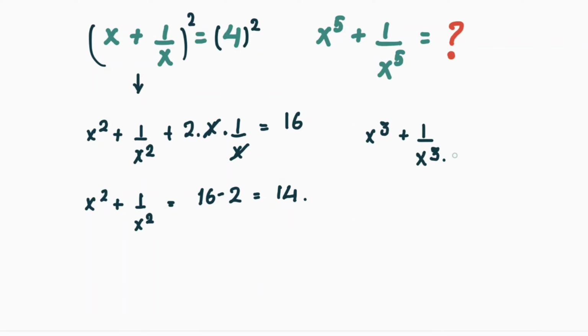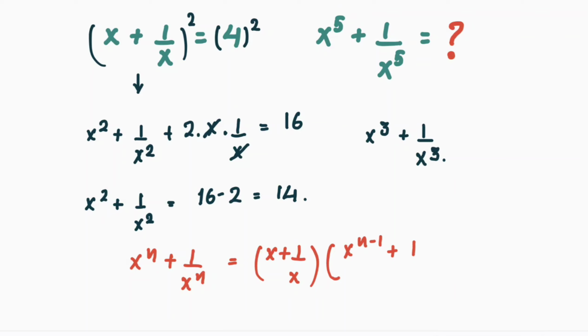How to find that? Don't worry, you don't need to take the cube and then go on. I'll give you a simple formula to use in every question. x raised to the power n plus 1 by x raised to the power n is (x plus 1 by x) times (x raised to the power n minus 1 plus 1 upon x raised to the power n minus 1) minus (x raised to the power n minus 2 plus 1 over x raised to the power n minus 2).